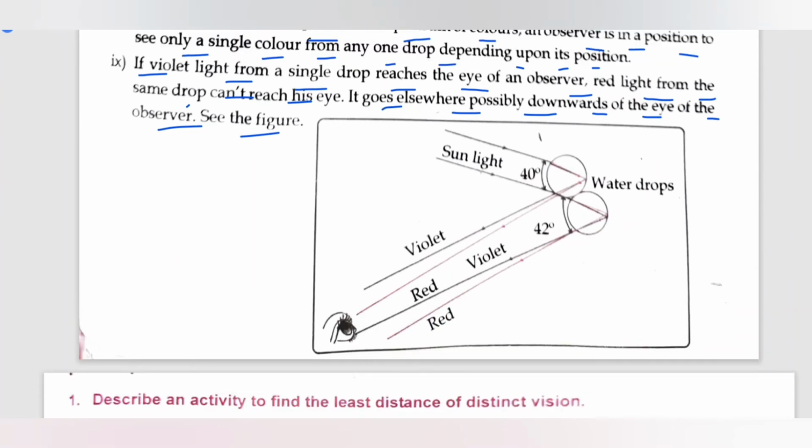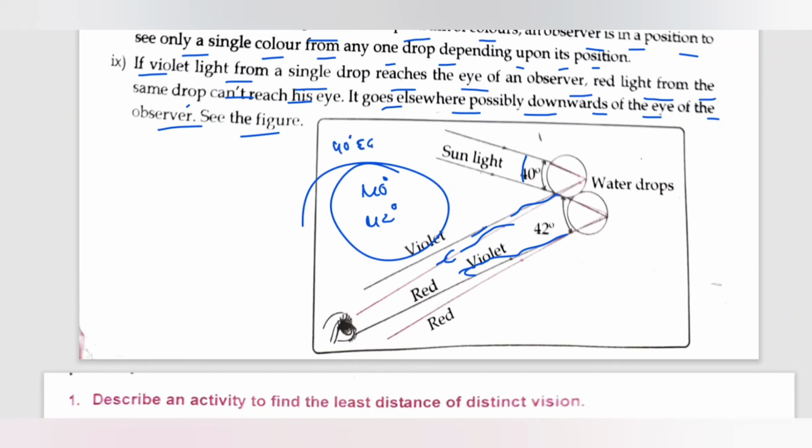So when light is taken from two drops, you can see one color, red, deviated and given out from one drop, and violet is given from the other drop. So when the angle between the incoming light and red color is 40 degrees and violet color will be 42 degrees. Between the angle 40 degrees and 42 degrees, we can see all the colors of the rainbow.